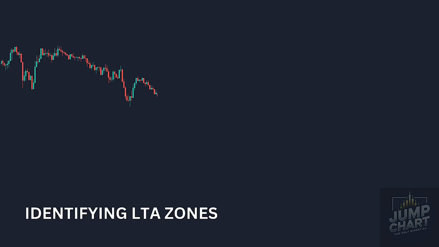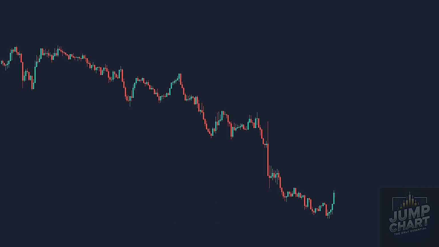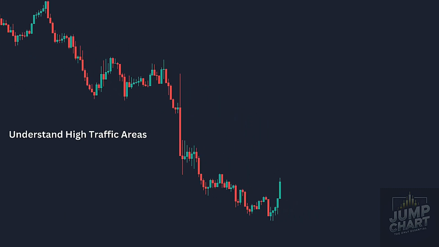So when you pull up any point in the chart that you want to look at, we first need to understand that although there may be low traffic areas, we need to identify what high traffic areas are. So these are areas of a cluttered mess of candles, really not somewhere that we want to be trading into. And there's also no clear path for market movements.